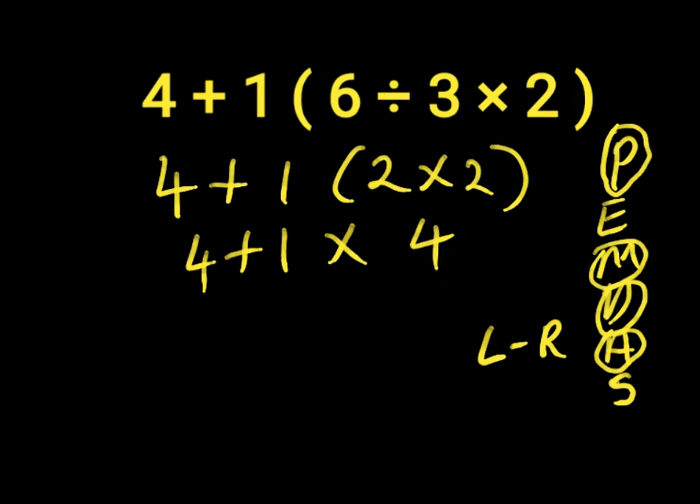Here we have an addition and a multiplication. So according to the rule of PEMDAS, multiplication comes first before addition. So we solve our multiplication first. 1 times 4 will give us 4. Then we bring our 4 down. 4 plus 4 will give us 8. So 8 is the right answer to this expression.